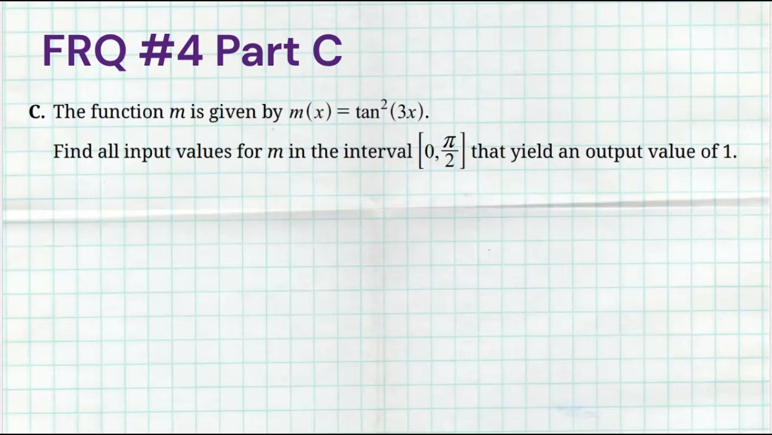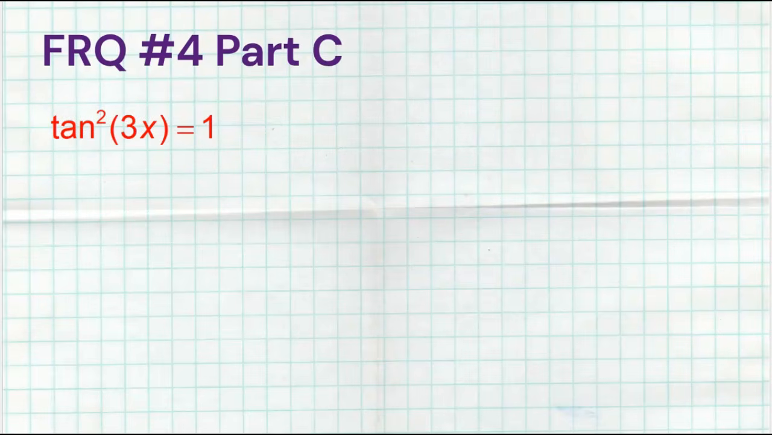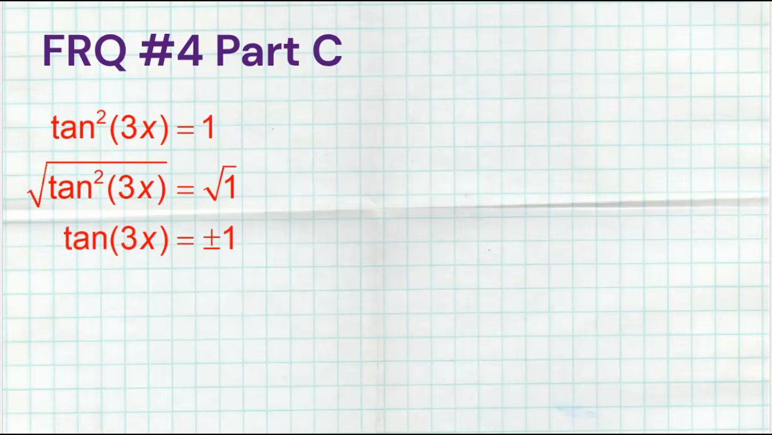Okay, so the first thing we got to do is set this function equal to 1 and try to solve for x. So here's my very first step, literally taking m of x and setting it equal to 1. Now I want to solve for that x, so the first thing I got to do is take a square root to get rid of the square. So taking a square root of both sides results in tangent of 3x on the left and a plus or minus 1 on the right. Now, if you forgot that plus or minus 1, you could be in trouble to getting full points for this question.